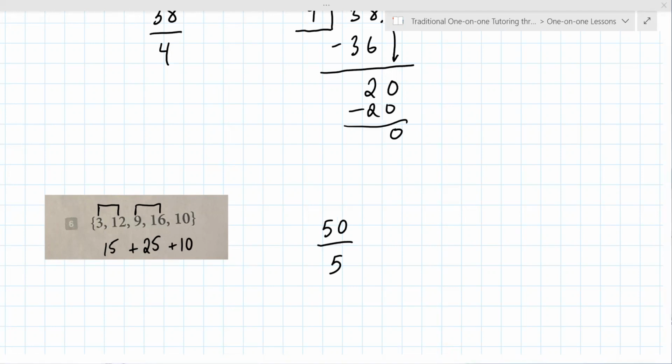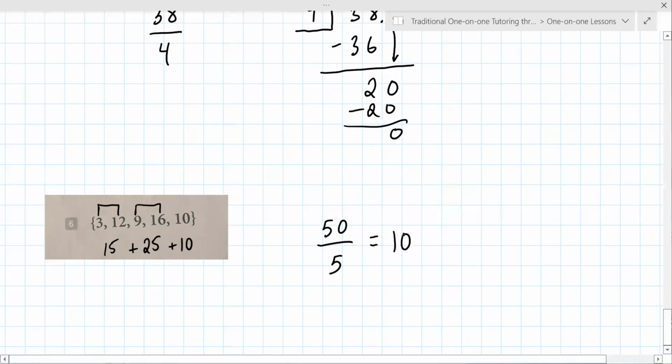So when you divide, 50 divided by 5 is 10, and that's your final answer. Yeah, as a median, middle.